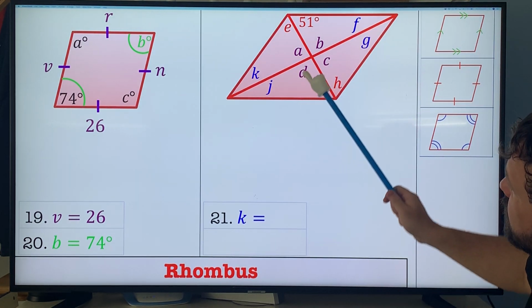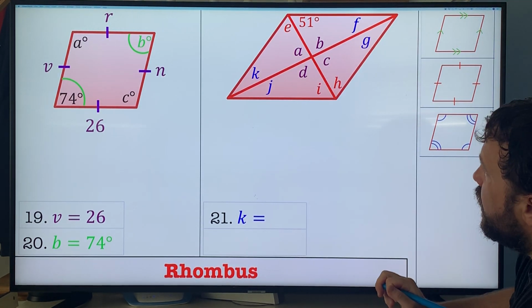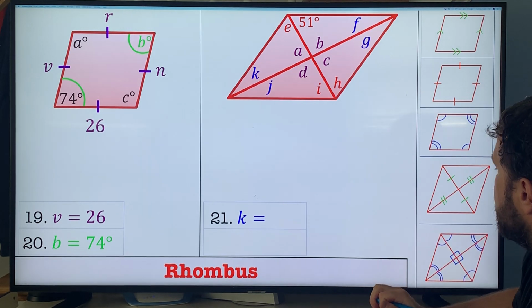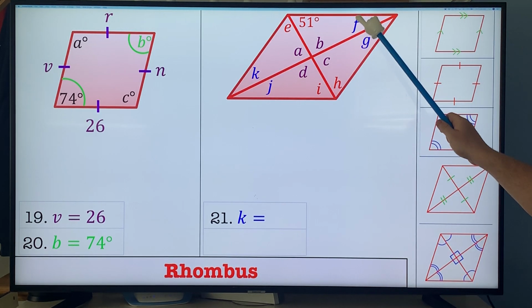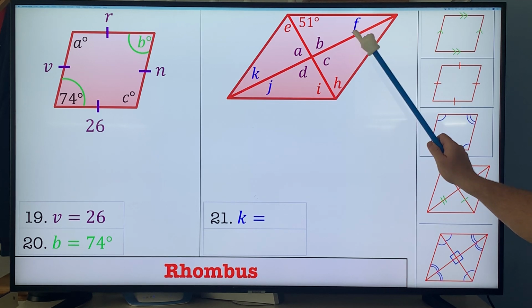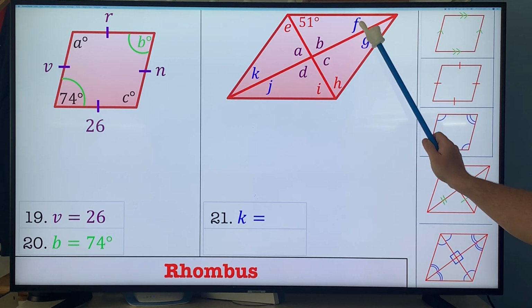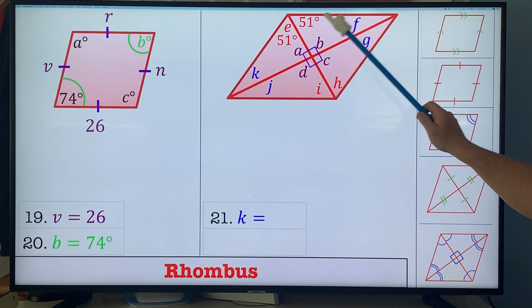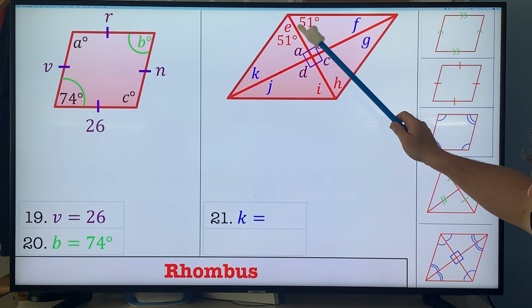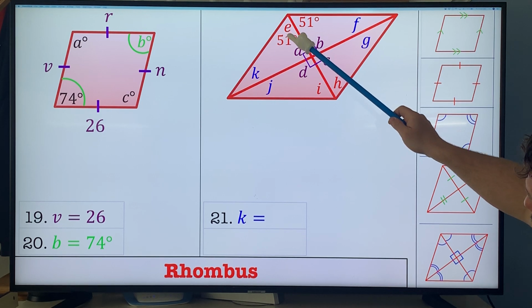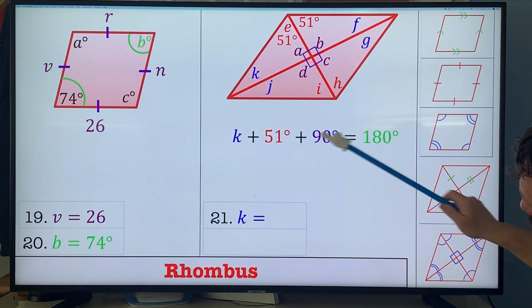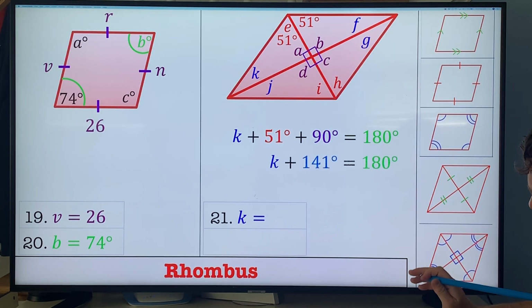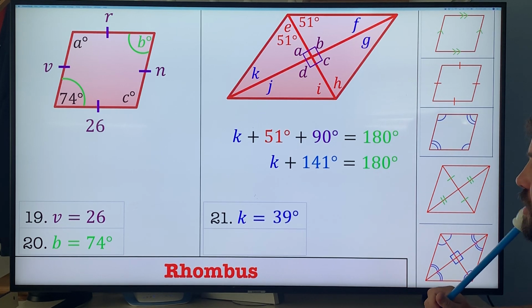Inside a rhombus, A, B, C, D, and E all equal the same thing. They are all 90 degrees, and the corners are bisected. So in order to find K, I can use 51 to find F, and whatever F is, K equals. So if I take this right angle right here, I can also say this is 51, and this is 51. So now I have a right triangle, 51, 90, and K. They all add up to 180. K plus 141 is 180. K is 39.